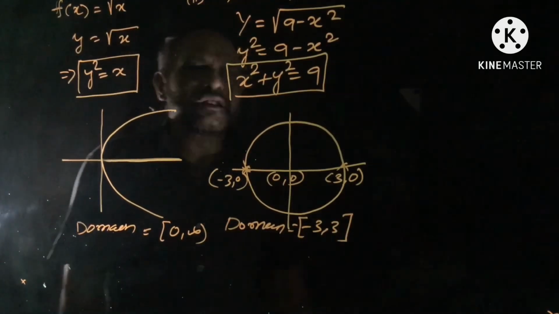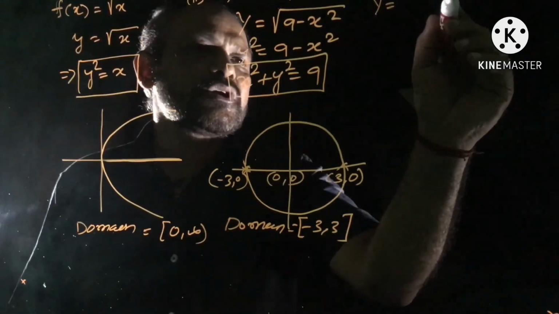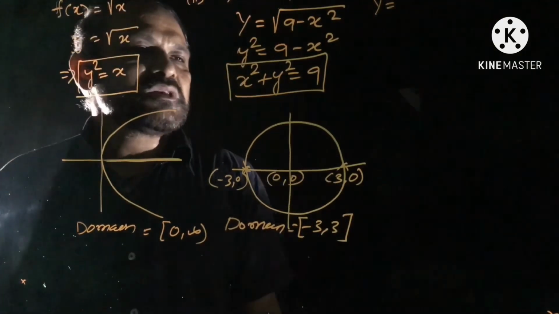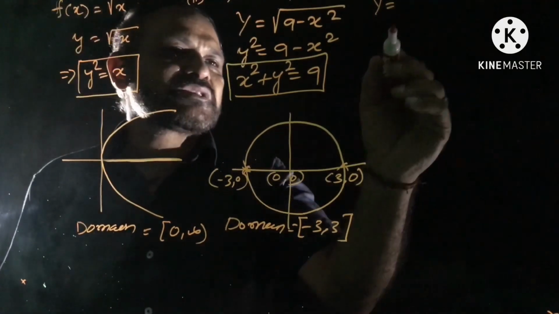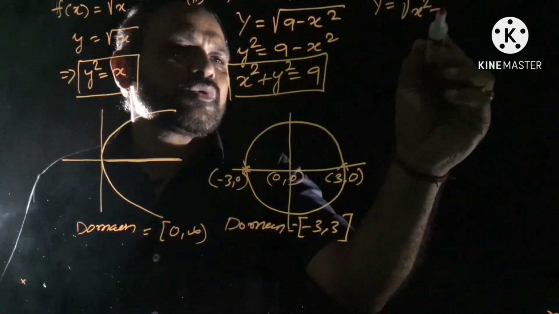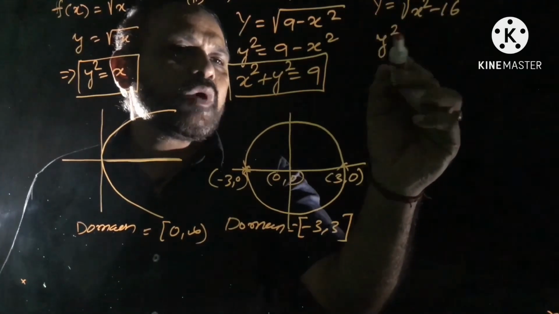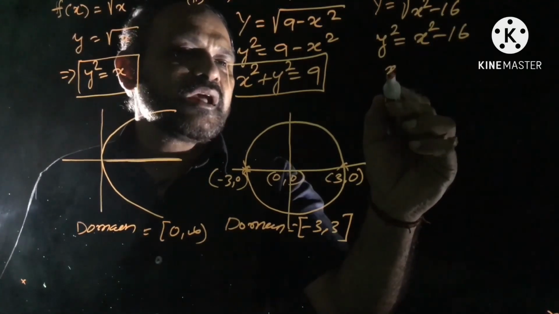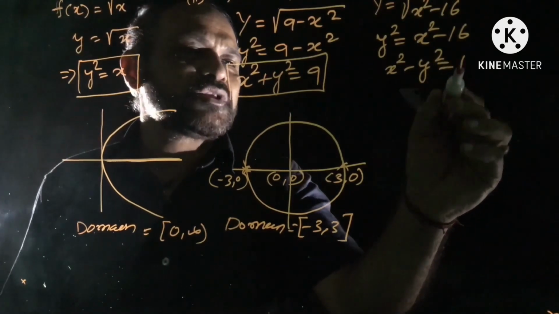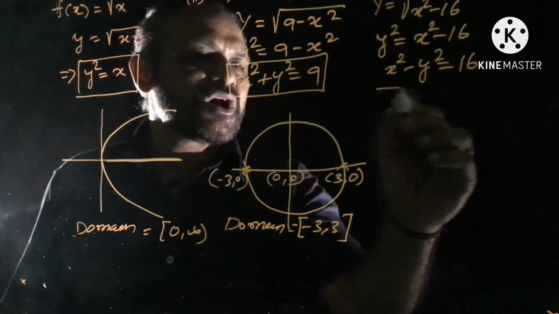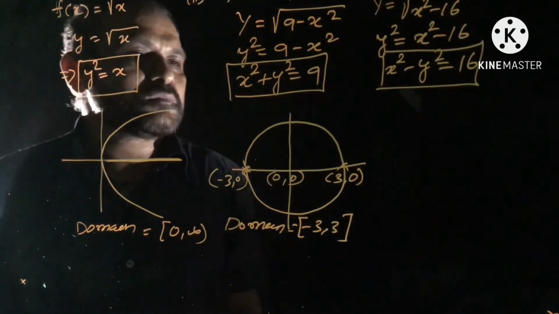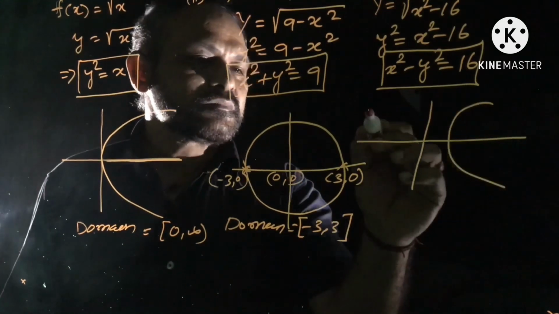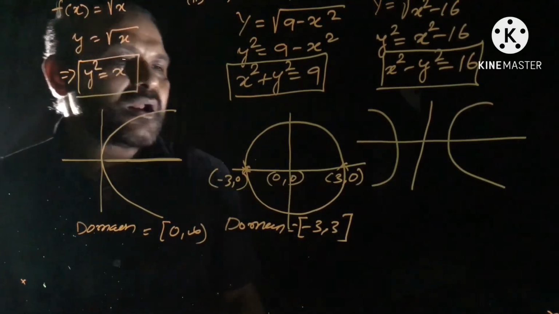Now consider another example where f of x is root over x square minus 16. If f of x is root over x square minus 16, then y is equal to root over x square minus 16. Y square is equal to x square minus 16, or we can write x square minus y square is equal to 16. This is the equation of a hyperbola. Now draw the figure of the hyperbola. This is the figure of the hyperbola.